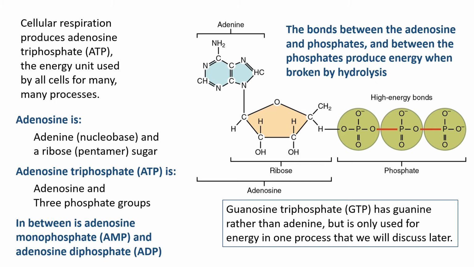We also have, and we will come across it in part 2, guanosine triphosphate. Now, ATP is generally our source of energy. There is only one process that I can think of that uses GTP for energy. It's exactly the same, but here we have guanine rather than adenine.